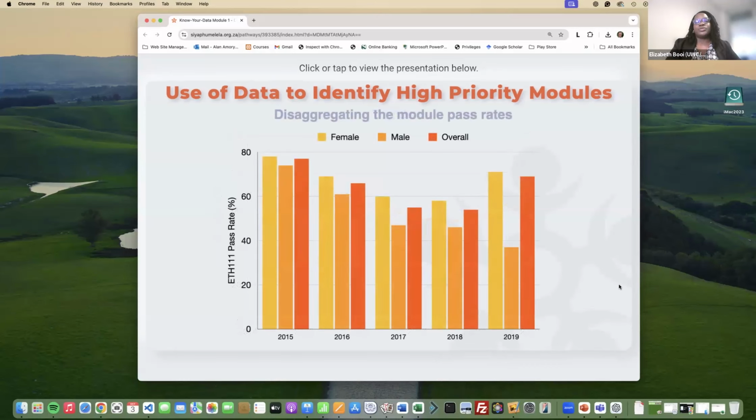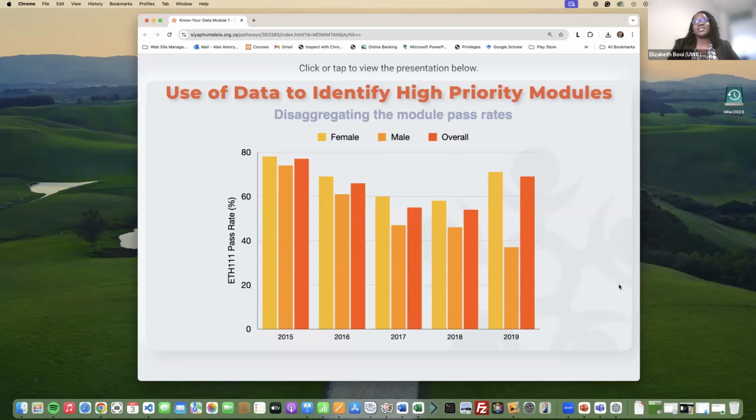Also, we took that same module and looked at the performance of different groups of students. We disaggregated it by gender so that we can look at the performance within this module and pinpoint where the actual challenges are. And when we disaggregated this information, we could see that the male students were performing at a lower rate than their female counterparts, even over the period of years. It was not just a once-off instance.